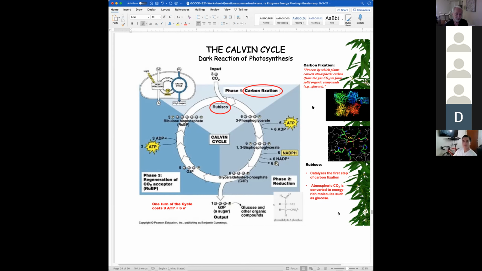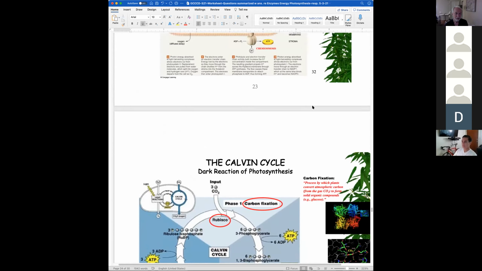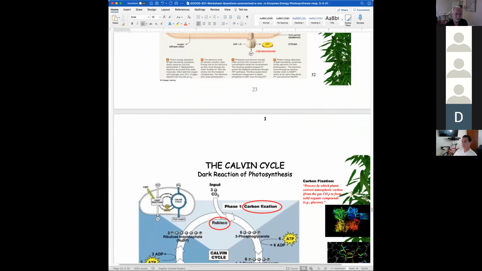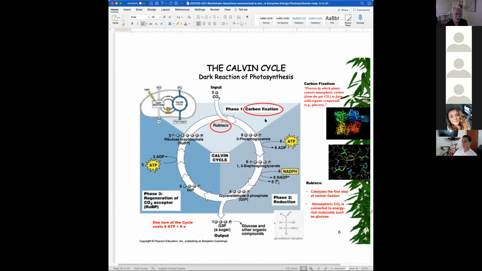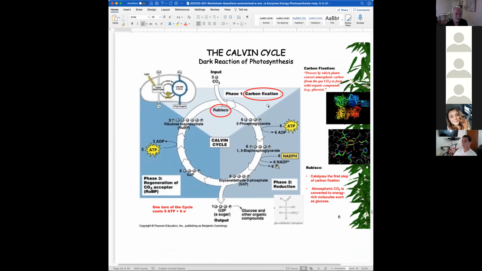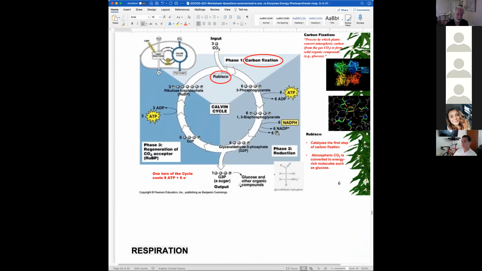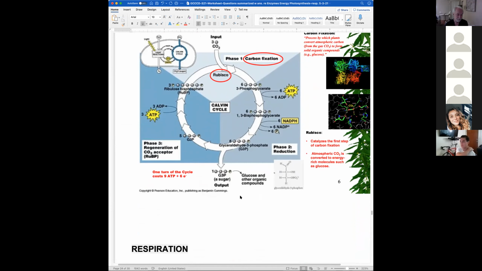So is that clear to everyone? The connection between the light reaction and the dark reaction: the light reaction produces ATP and reducing power. The dark reaction converts that along with carbon dioxide into sugar. And that's the source of all the food that we eat and that every other organism uses.